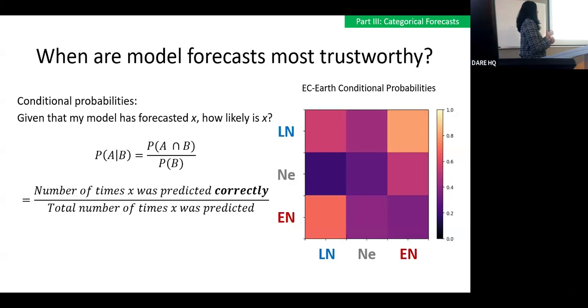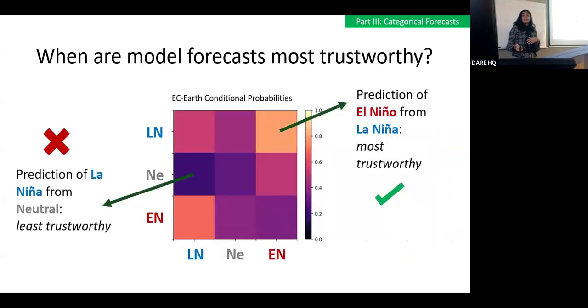that my model has predicted that it's going to go from El Niño to La Niña this year, it seems quite likely to be correct. But if it happens to be a neutral year right now and the model predicts it's going to be a La Niña, it's doing quite poorly. So here, the best performing transition is when you go from La Niña to El Niño. Models seem to do that really well. Whereas when you go from neutral to La Niña, the models predict that, but then it doesn't end up coming true. It actually comes true only about 20% of the time.